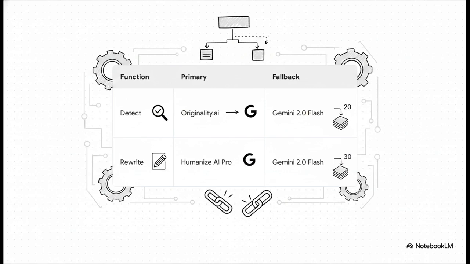The exact same logic applies to the humanization phase. The primary engine is the Humanize AI Pro API in academic mode, but if that ever fails, Gemini 2.0 Flash immediately takes over as the fallback rewriter, handling sentences in batches of 30. This ensures the platform is ridiculously robust and pretty much always operational.